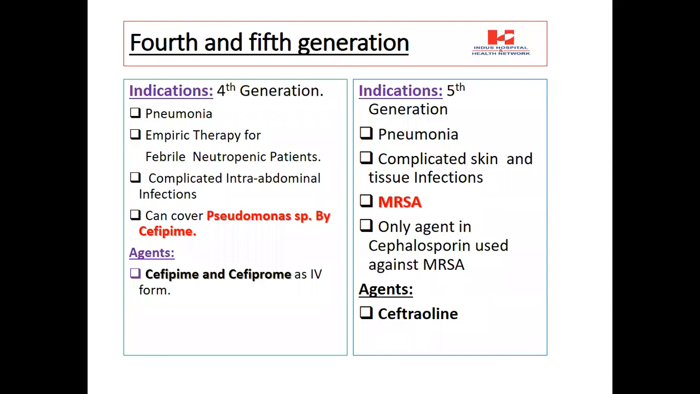And the fifth generation is the latest generation cephalosporin, indicated for pneumonia and complicated skin and soft tissue infections. This is the only fifth generation cephalosporin which is active against MRSA. So this is the big advantage of the fifth generation cephalosporin. The example from the fifth generation which is active against MRSA is ceftaroline.